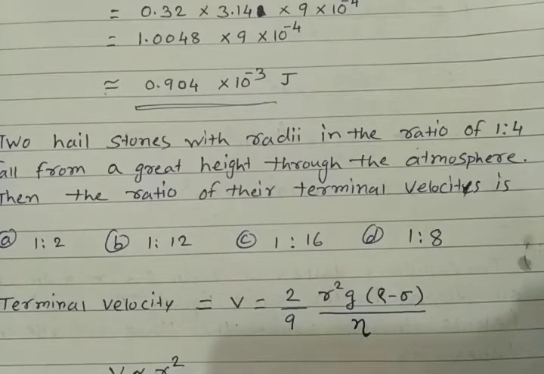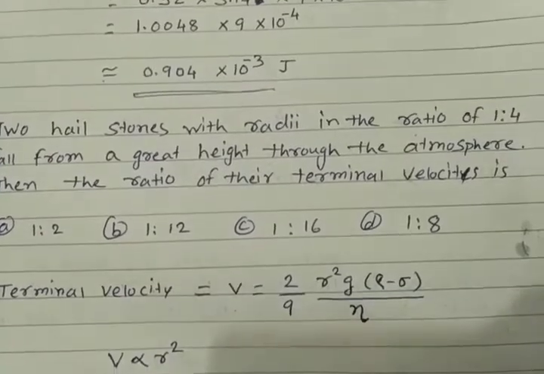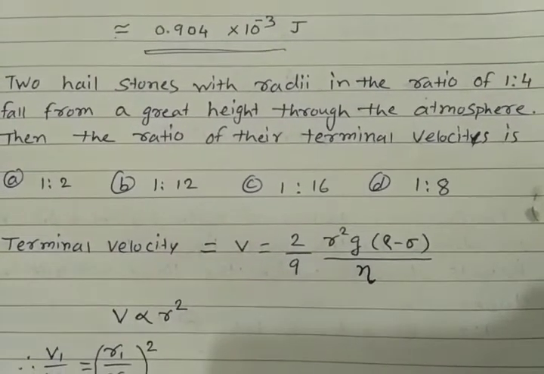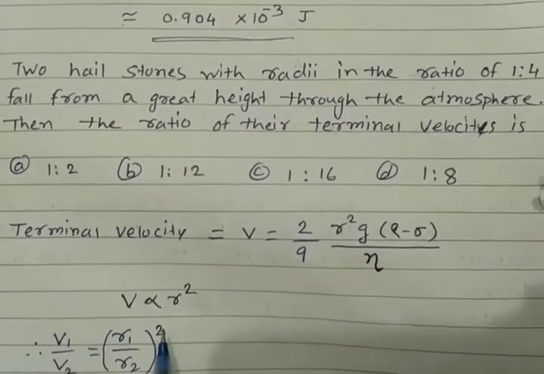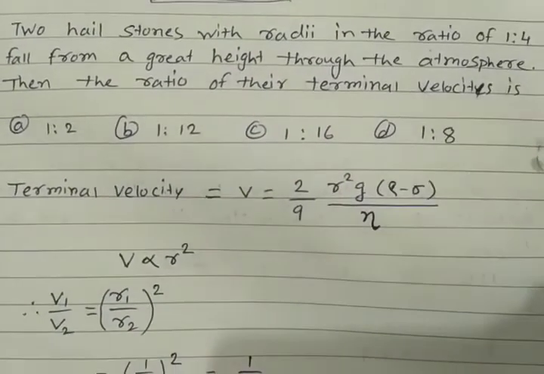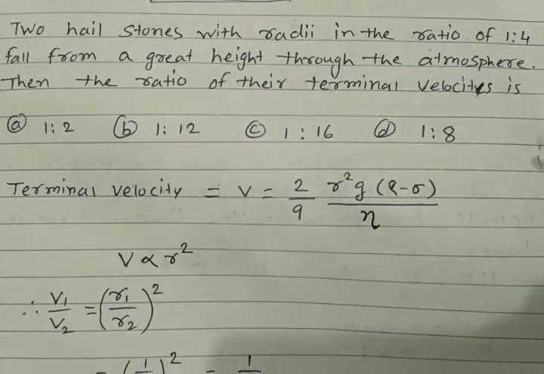square g (rho minus sigma) upon eta, which is the coefficient of viscosity. Now therefore, the relation between the radius and velocity is directly proportional to the square of the radius. So V is directly proportional to r square. Substituting these values and simplifying this equation, we get V1 upon V2 is equal to (R1 upon R2) whole square.